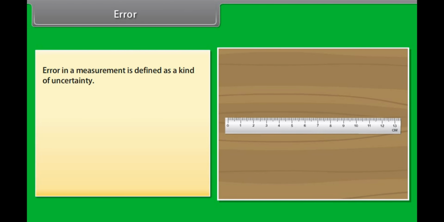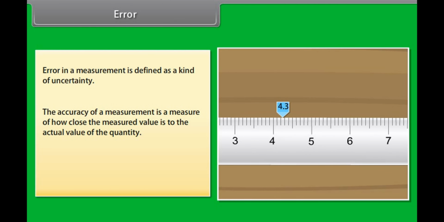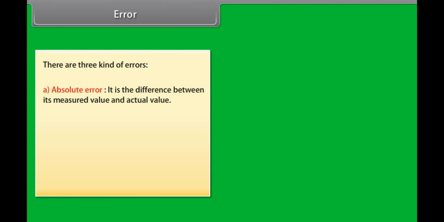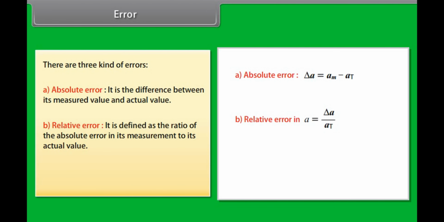Error. The result of every measurement by any measuring instrument contains some uncertainty. Error in a measurement is defined as a kind of uncertainty. The accuracy of a measurement is a measure of how close the measured value is to the actual value of the quantity. Precision tells us to what resolution or limit the quantity is measured. There are 3 kinds of errors. Number 1. Absolute error: it is the difference between its measured value and actual value. Number 2. Relative error.